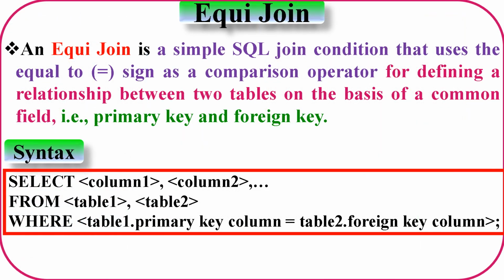Next we learn about the Equi Join. An Equi Join is a simple SQL join condition that uses the equal to sign as a comparison operator for defining a relationship between two tables on the basis of a common field, that is, primary key and foreign key. The syntax is: select column 1, column 2 and so on, from table 1, table 2 where table 1 primary key column equal to table 2 foreign key column, semicolon.